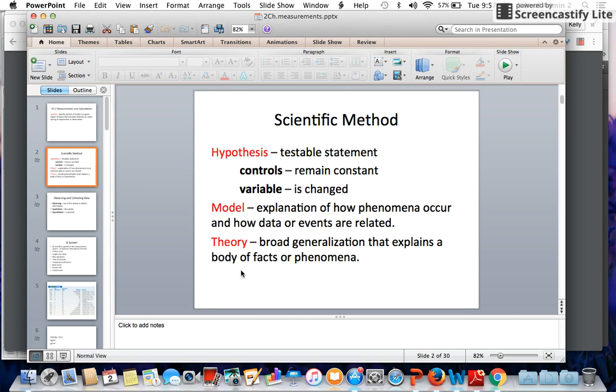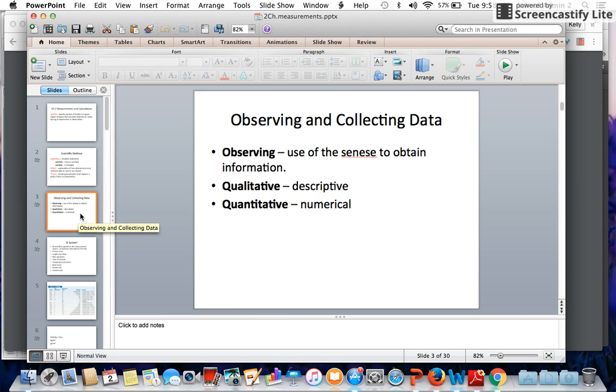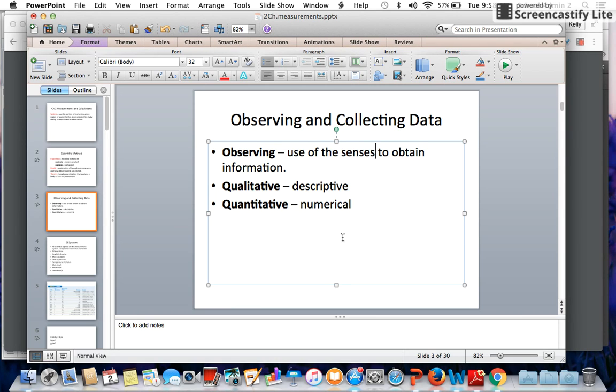A theory is a broad generalization that explains a body of facts or phenomena. And moving down, observing, I'm going kind of fast because we reviewed this before. Observing and collecting data is the first thing. So observing through your senses.